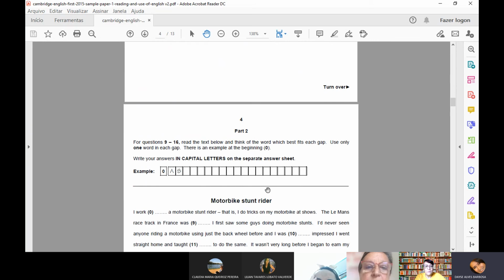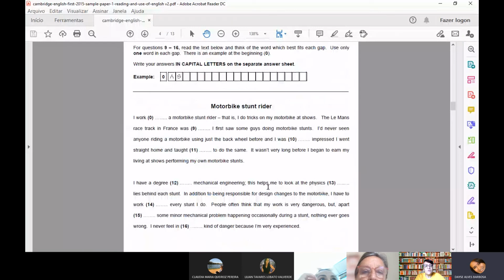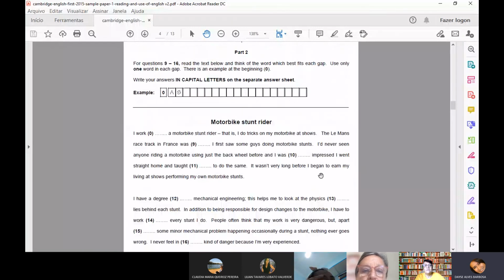Part 2, this is one. There is part 2, part 3. My students usually say that this is one of the hardest parts of the Use of English reading test. Why? This is like a use of English because many times it has to do with vocab too.